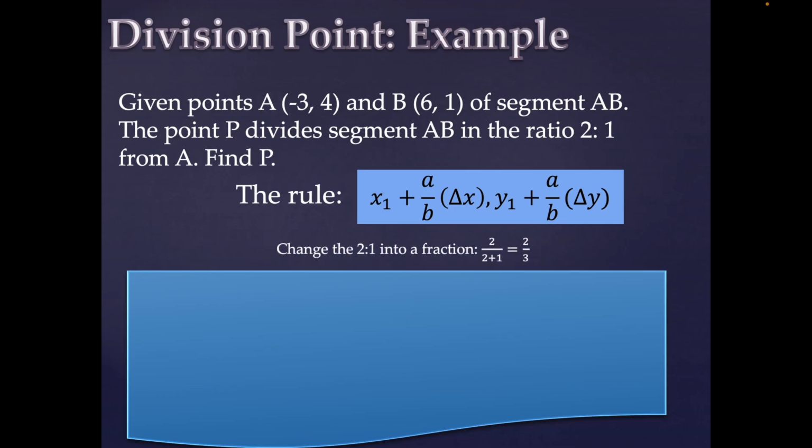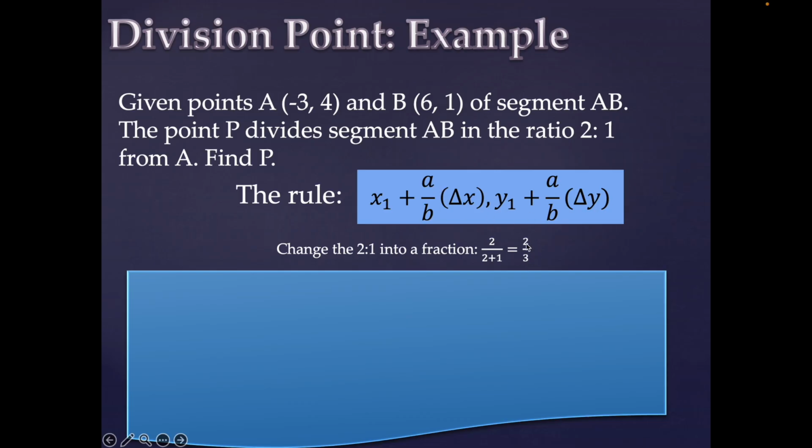In this situation, the first thing that you should do is change your ratio 2 to 1 into a fraction. By doing that, you would keep the first number, 2, put it in the numerator, and then add both of the numbers and put that in your denominator. So the fraction that we're going to use in our rule, which is what a over b stands for, is going to be 2 over 3.